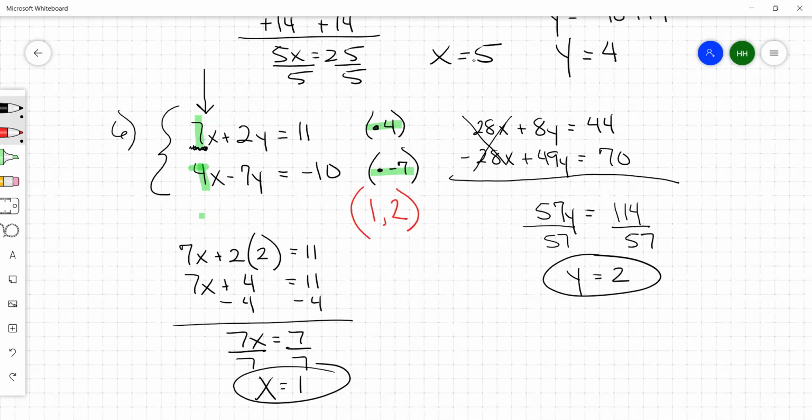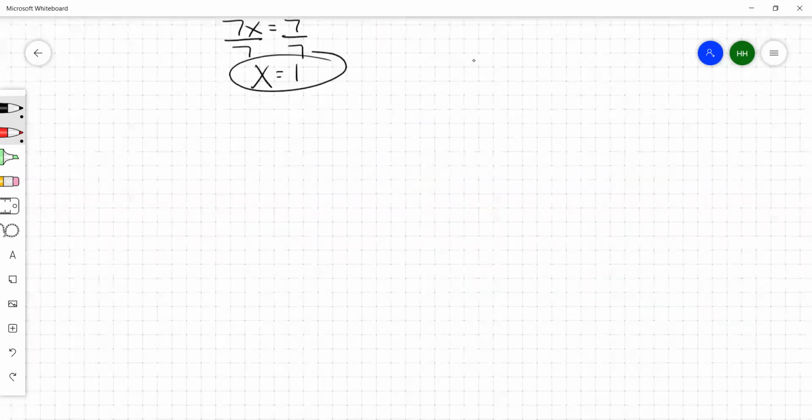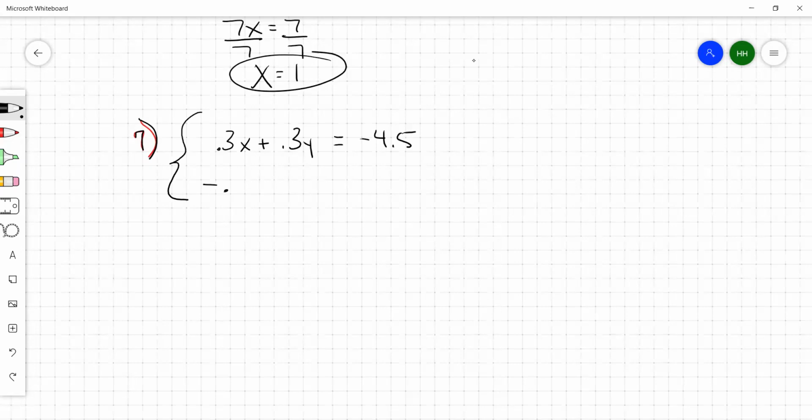What else? I have one more, number 7. And a bunch of decimals. 0.3x plus 0.3y equals negative 4.5. Negative 0.6x minus 0.6y equals 9.